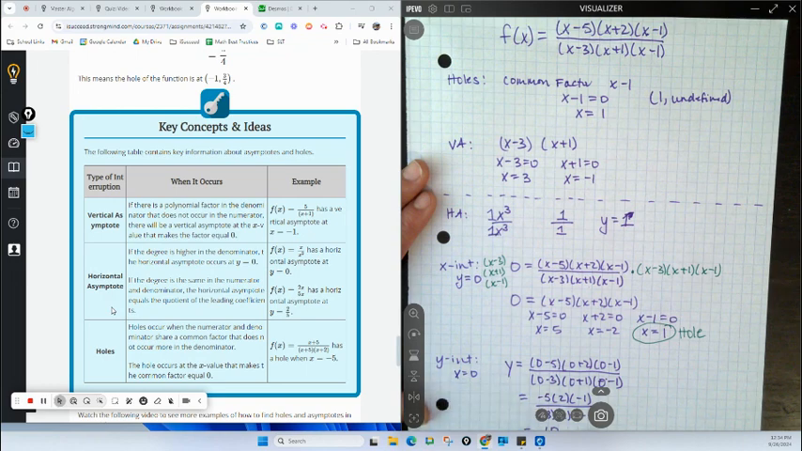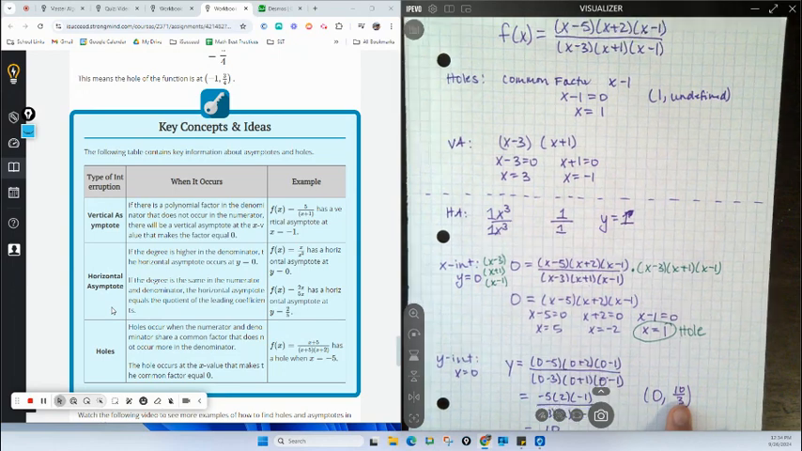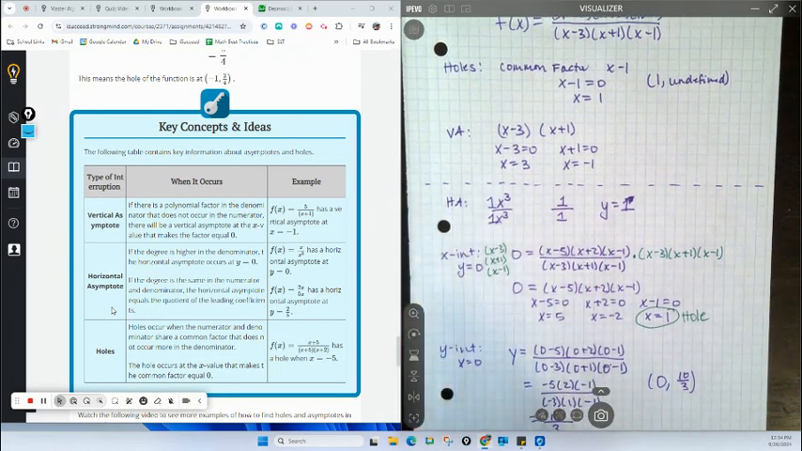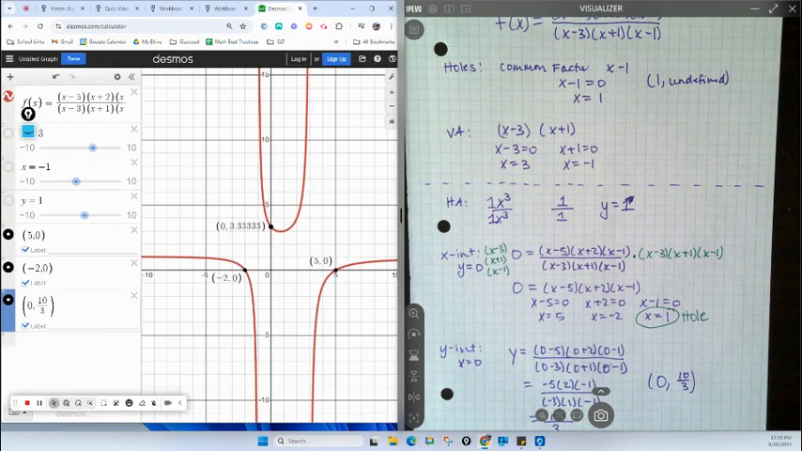So for my y-intercept, my x-coordinate has to be 0. That is the definition of a y-intercept, followed by the corresponding y value. So that is how I would find all of that information. But as I said, let's look at how this graph looks in Desmos.